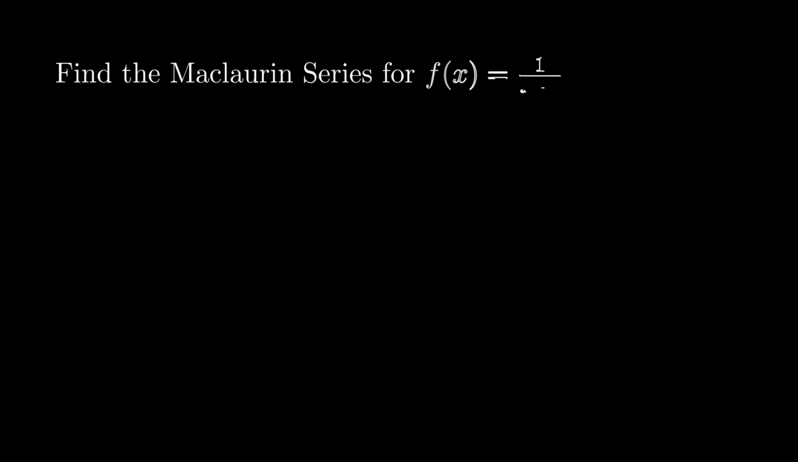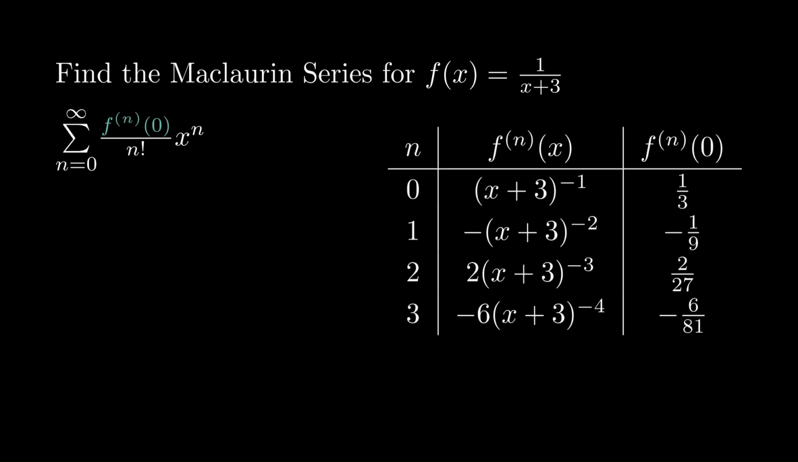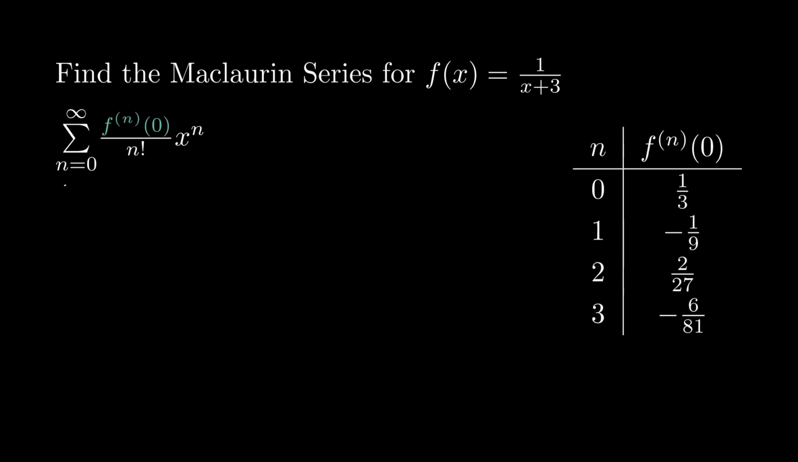Now, find the Maclaurin series for f of x equals 1 divided by the quantity x plus 3. Here's the definition of a Maclaurin series as shown in the previous chapter. The hardest part about finding the Maclaurin series is finding the numerator. So let's make a table that does just that. Now, let's condense the table to the values we need and write our series.